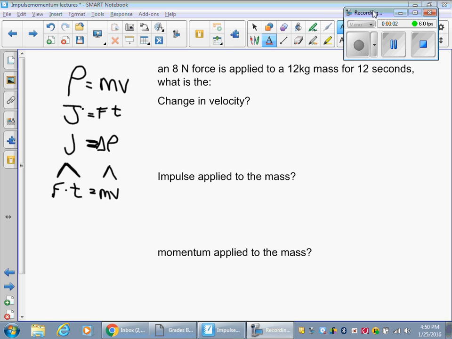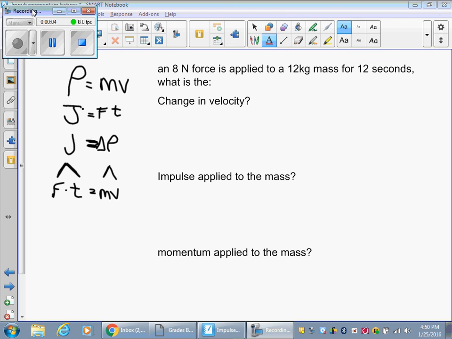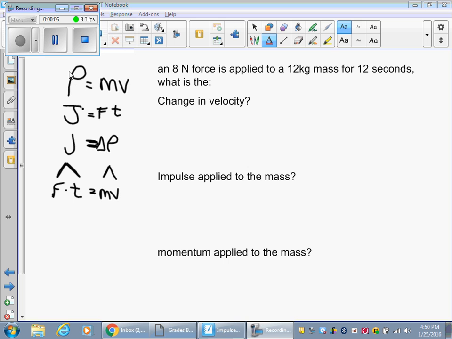All right, this is how you apply the impulse momentum theory. So here's impulse: J equals F times change in time. Momentum is P equals mv, mass times velocity. The impulse momentum theorem is impulse equals the change in momentum.